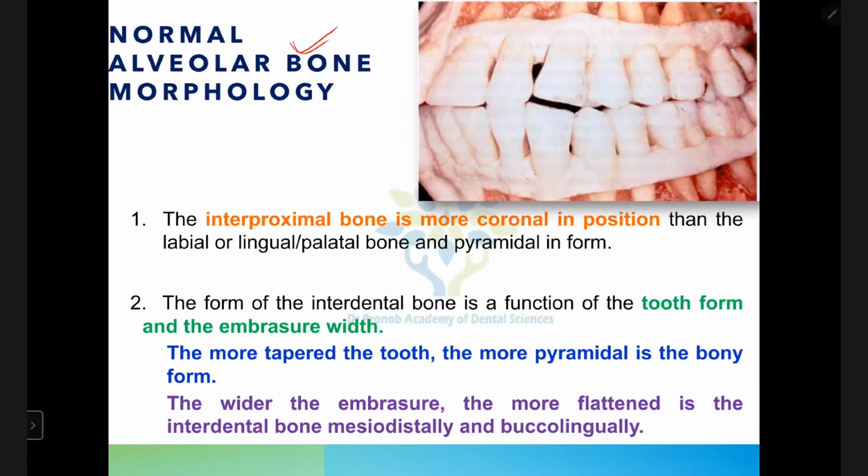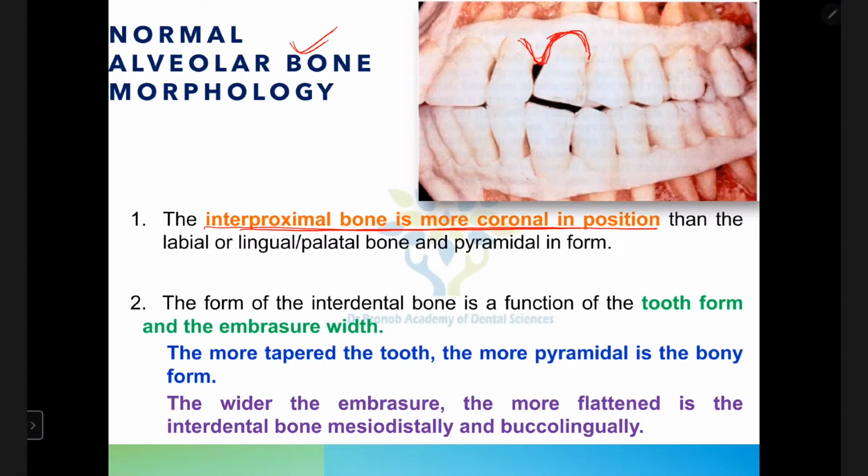We need to know how the bone looks when it is normal, when it is not diseased, right? In the normal alveolar bone morphology, the interproximal bone is more coronal in position. If you can see, the interproximal bone is more coronal in position when compared to the facial or lingual bones. Okay, so it is pyramidal in form, right? So the facial or labial or lingual or palatal bone is more apical when compared to the interproximal bone. Both ways it is the same, right?